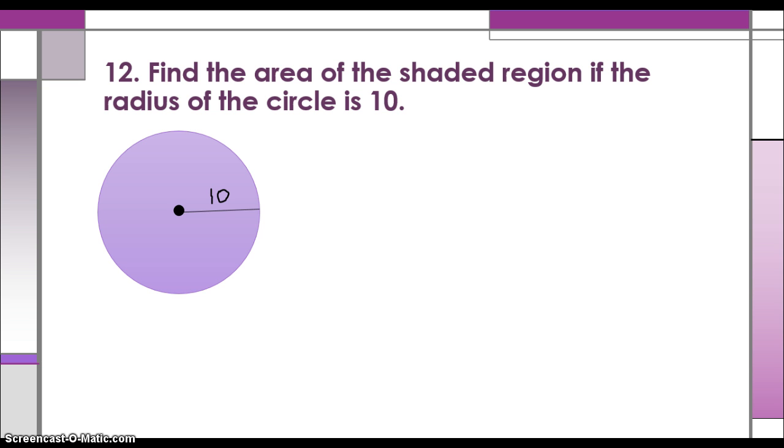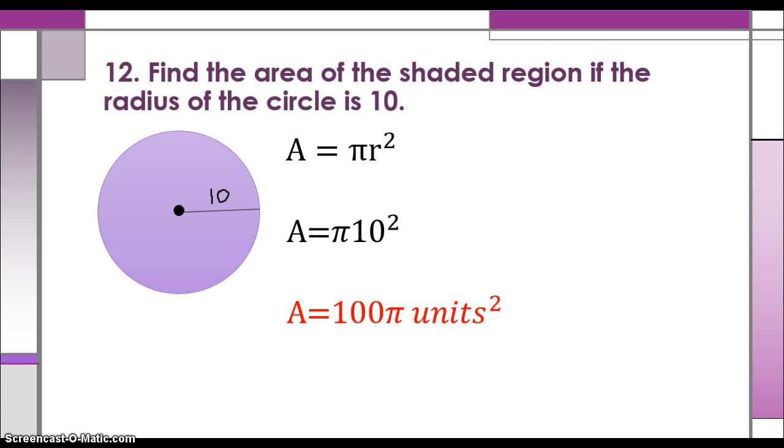Okay, so the first problem we have is find the area of the shaded region if the radius of the circle is 10. So you know that the radius is half of the circle and 10 is the distance. So the equation we're going to use is A equals pi r squared, and we're going to fill in the r with A equals pi 10 squared. So 10 squared equals 100, so then our answer would be A equals 100 pi units squared.